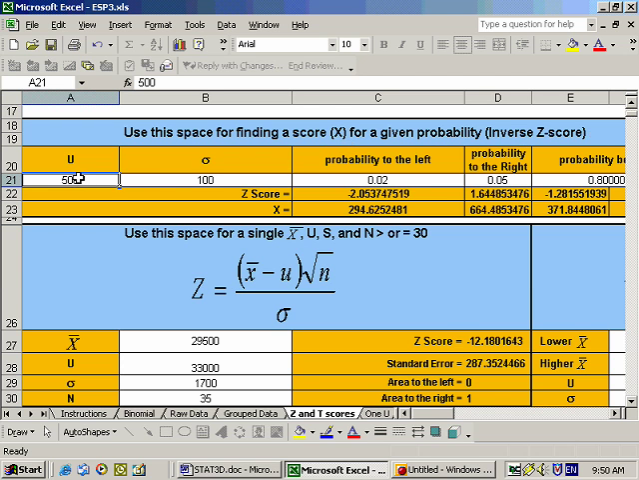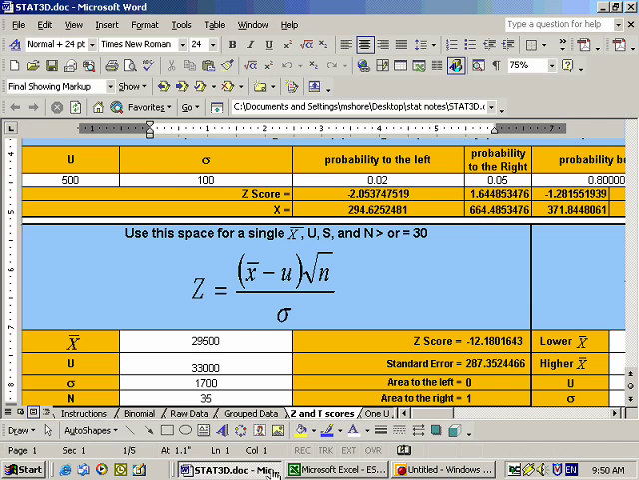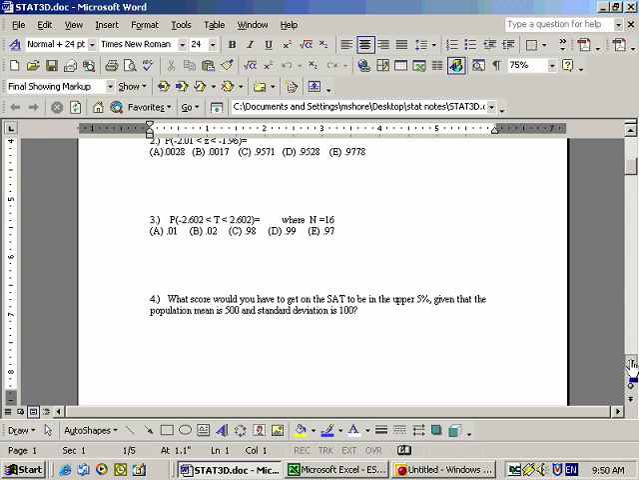You put in your mean, which is 500, standard deviation is 100, and we want to be in the top 5%, which means there's only 5% of people to the right, so we put in 0.05 right here. This is the z-score, and the thing we're actually looking for is the person score, and it would need to be a 664.48, so that would be the answer to that problem. Let's go on to the next problem.